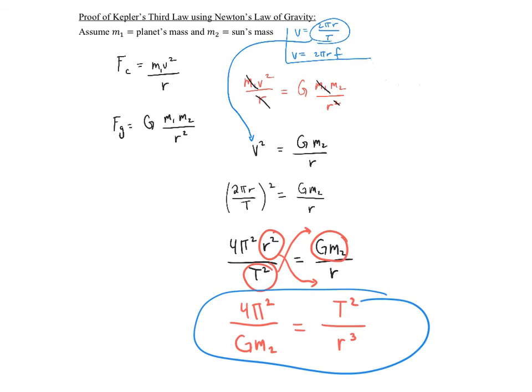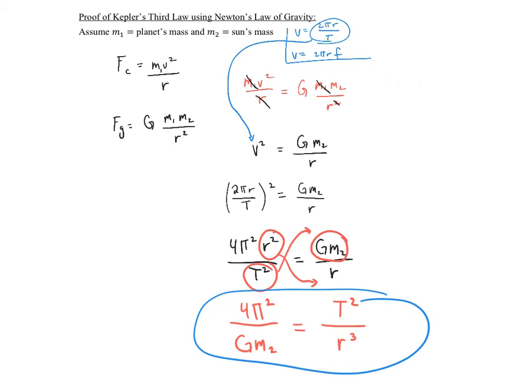How is that proof that Kepler's third law is valid? We've got T squared over R cubed. That's what we were looking for, right? And what did Kepler's third law say? It said that T squared over R cubed is a constant for all planets, right? What's 4? It's a constant. What's pi? What am I getting at? Obviously, everything here is a constant.